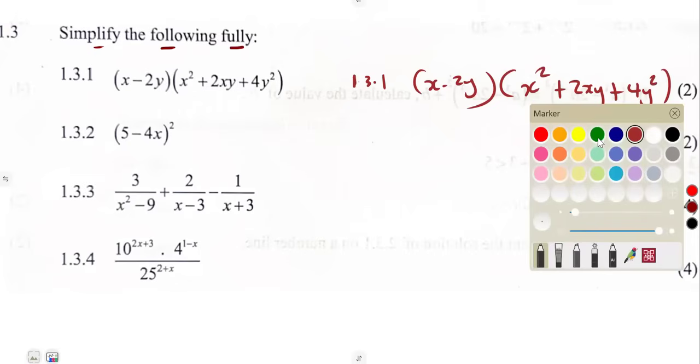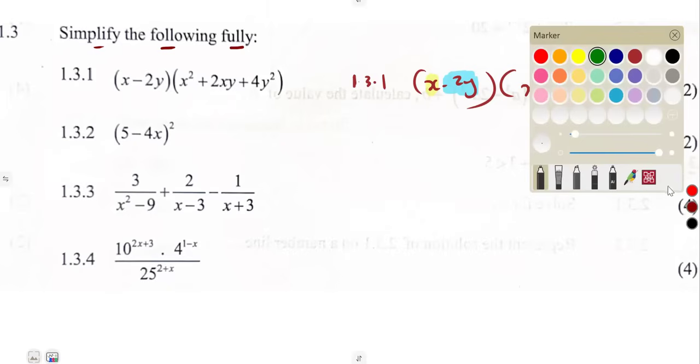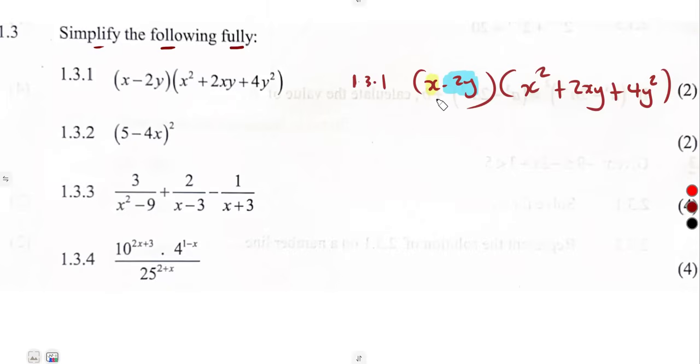So to expand, we are going to let the first bracket stay as it is and multiply everything in the second bracket. So this is what we're going to do. This is x. It is going to multiply every term in the second bracket. So this is going to give us x times x squared. You simply add the exponents. So 1 plus 2, that is 3.